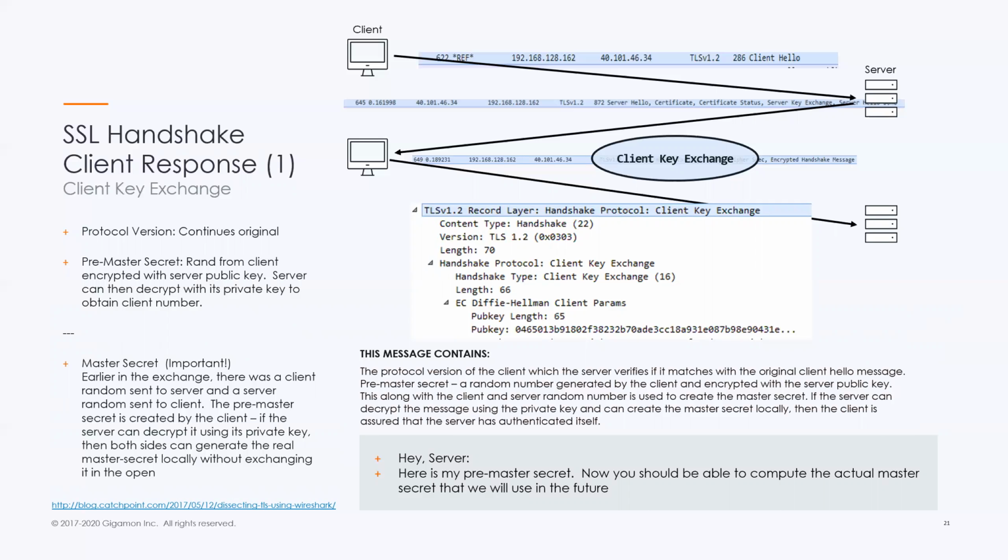So this message contains the protocol version of the client, which matches what the server said it could do. The pre-master secret, along with the server and the client random number, is used to generate the master secret.